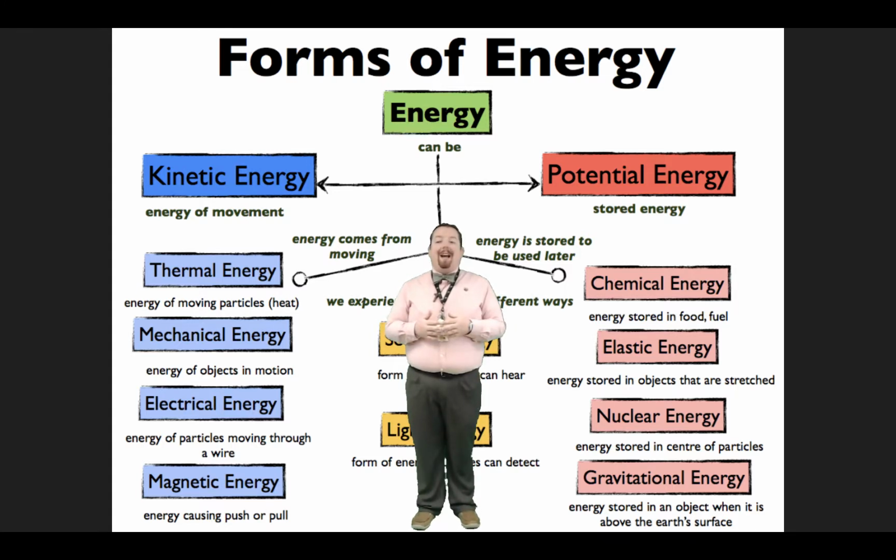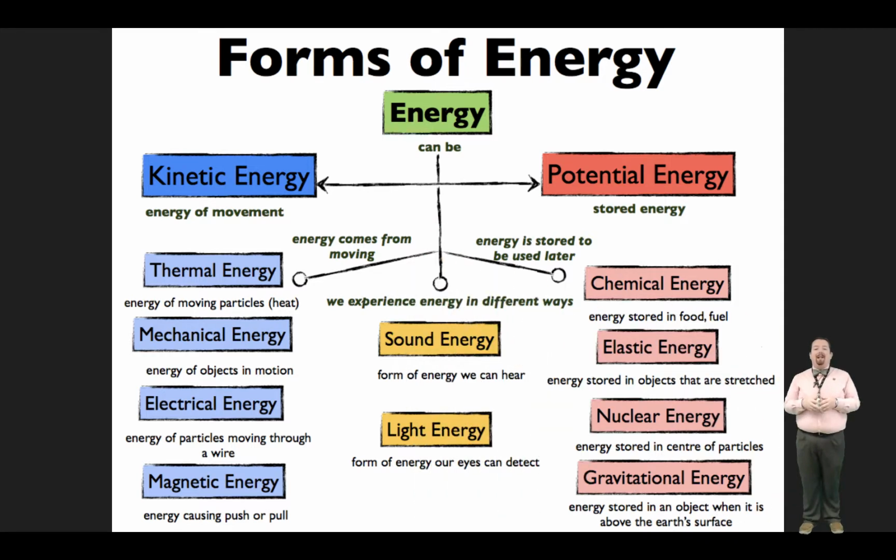So from this you can gather there are four types of kinetic and four types of potential energy, and there are two different ways we can experience this energy. These are neither kinetic or potential energies, they're just ways that we observe the energy happening. So sound energy, which is energy that we can hear, and light energy, which is energy that our eyes can detect.